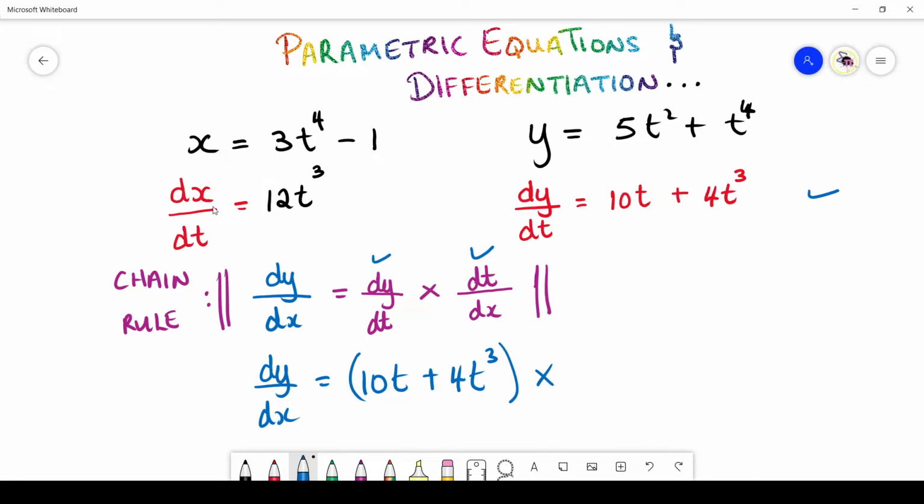Now if you look across here, you'll notice that we have dx/dt and not vice versa. So what you can do is flip dx/dt and you can get a value for dt/dx. It will always be 1 over whatever you got. So finally, we can substitute that value for dt/dx into our chain rule.